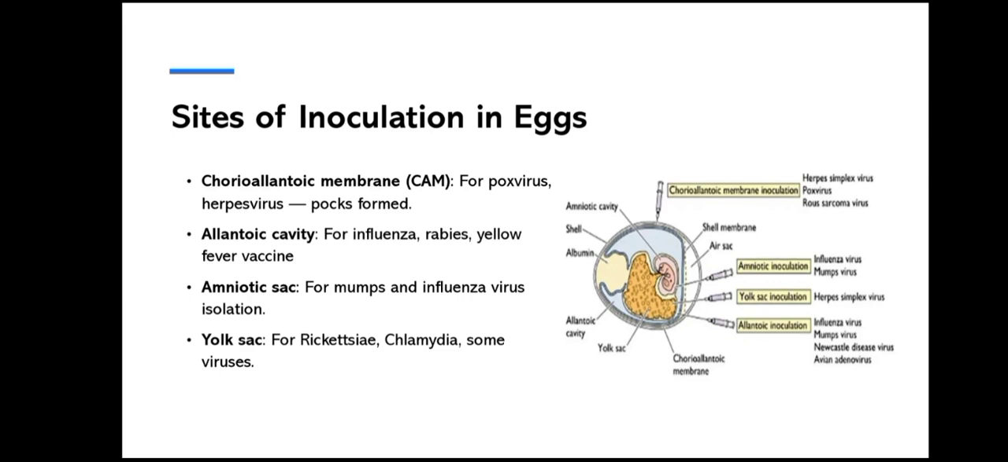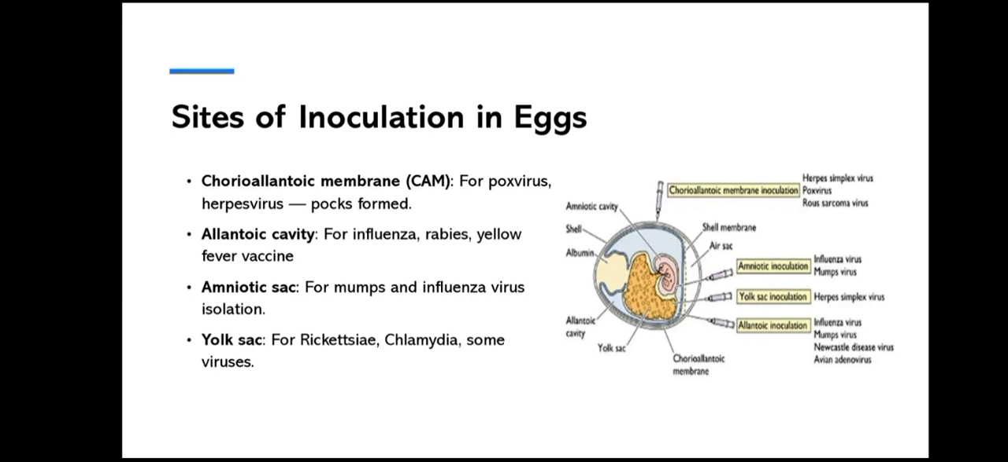The first one is the chorioallantoic membrane. It is preferred for the pox viruses like variola, vaccinia viruses and also herpes simplex viruses, since we want to see the pocks or lesions, which are visible on that membrane. The next one is the allantoic cavity. It is a bigger cavity, so we can use it for getting a better yield for virus vaccines for yellow fever, rabies and so on.